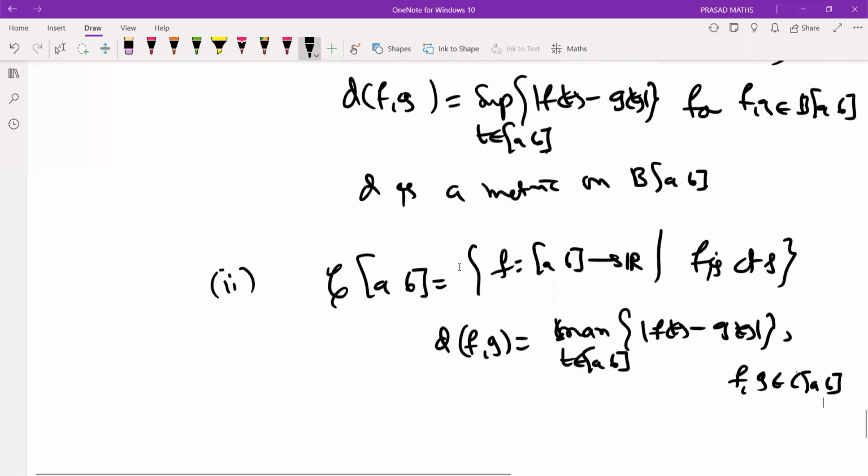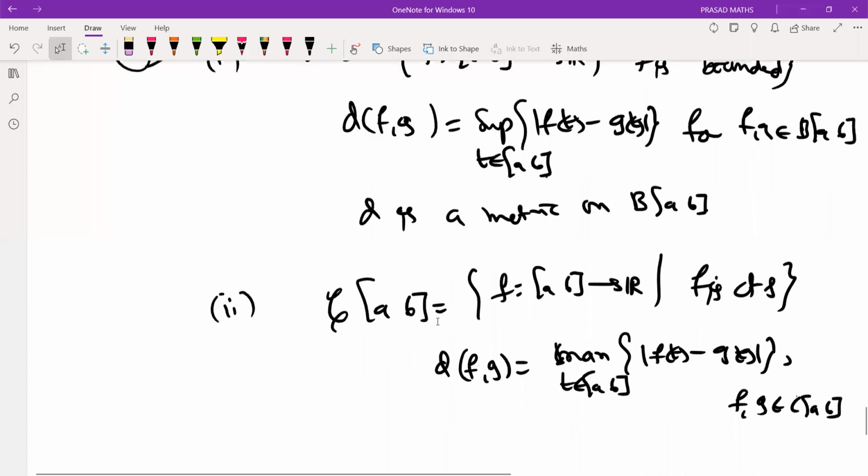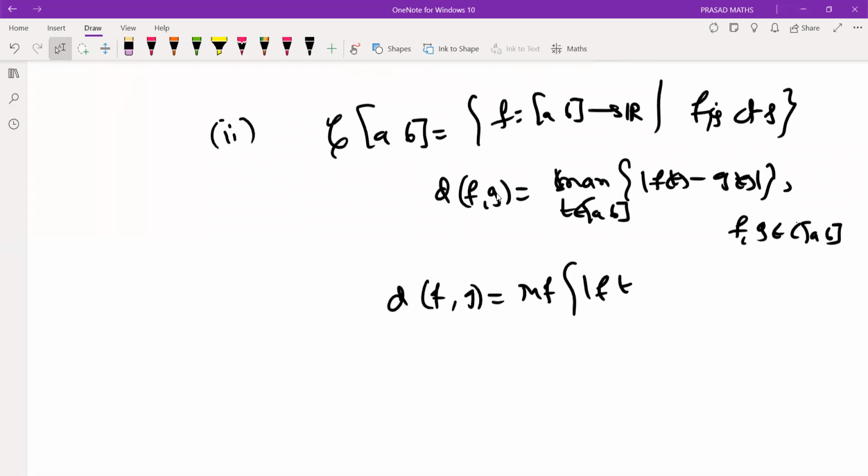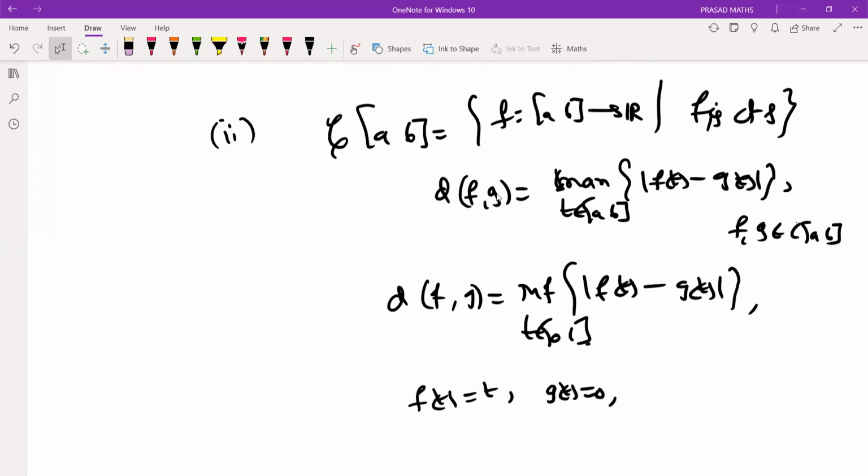Sir, one can ask the question: is minimum also a metric? No, sir, no. Minimum may not be a metric. Suppose you take this, the infimum of this, at t lying between 0 to 1. Suppose I give f equals t and g equals 0, the zero function. They are continuous functions. No problem.